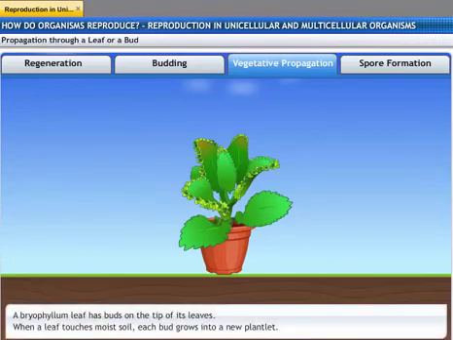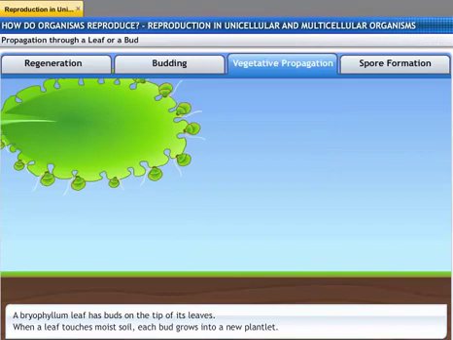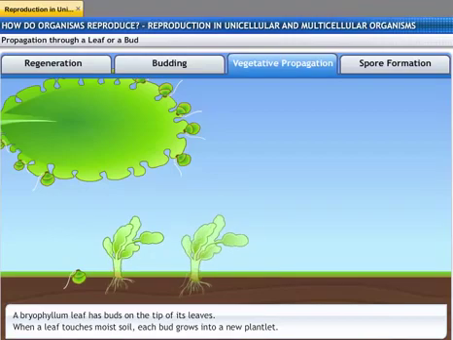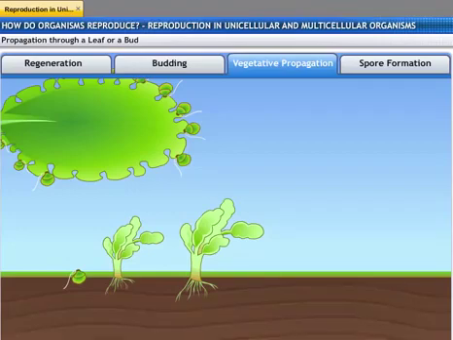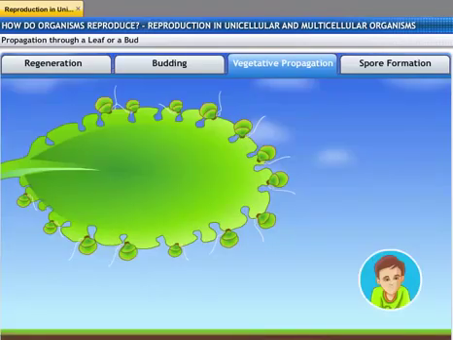This is a bryophyllum leaf. See the buds on the tip of this leaf? When this leaf touches moist soil, each bud grows into a new plantlet. These plantlets eventually drop off and root. Wow! That could produce a lot of plants.